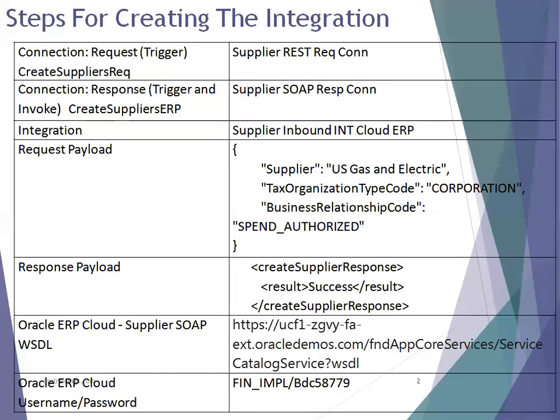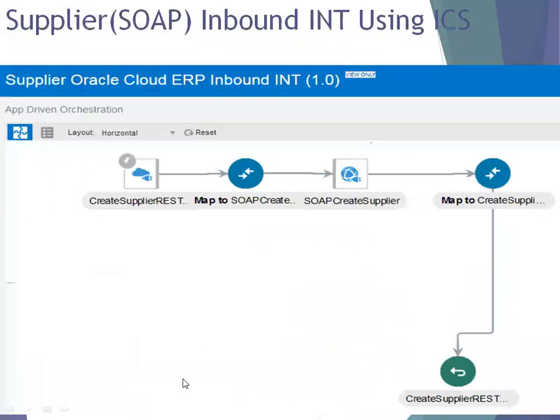So we require two connections. One is the request connection, which is of style trigger, like a REST adapter connection. And the next connection is a SOAP connection, which is based on the supplier SOAP WSDL of Oracle Fusion ERP. And here, if you observe the request payload, we just want to pass only 3 parameters as input to this integration, and in the response, we just get a single response from the WSDL. Okay, and this is a WSDL I'm using from the Oracle Cloud ERP, and these are the credentials of that. So the final integration which we want to achieve using this particular sample is this one.